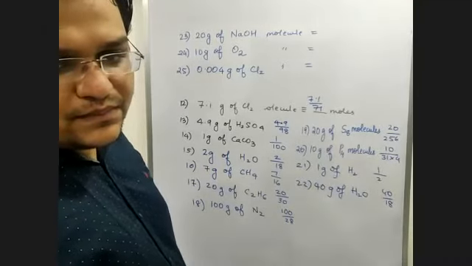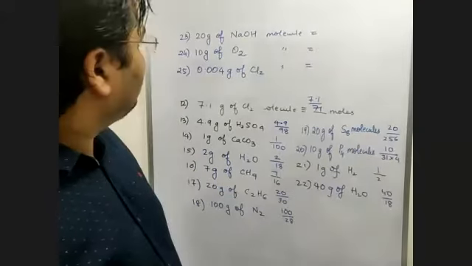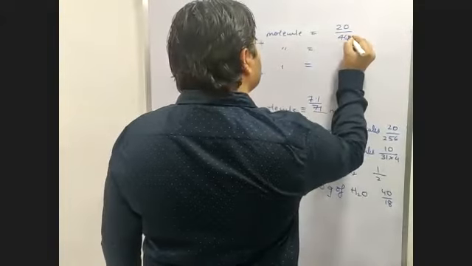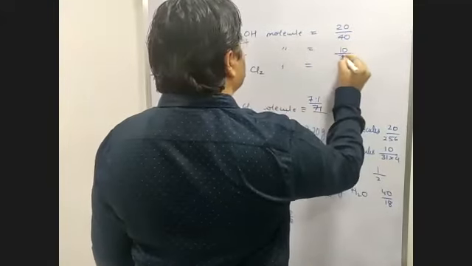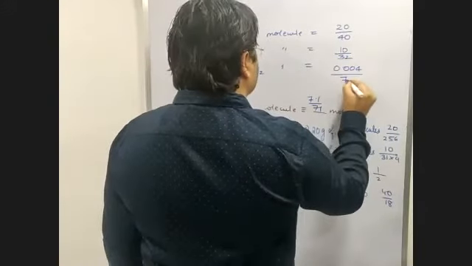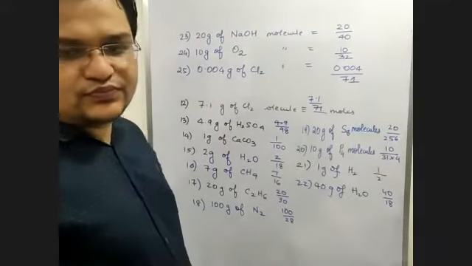40 by 80. No, sir, I was speaking about 20 grams of NaOH. Okay, yes, it's 20 by 40. Then 10 by 32 moles and 0.004 by 71 moles. Okay. Thank you.